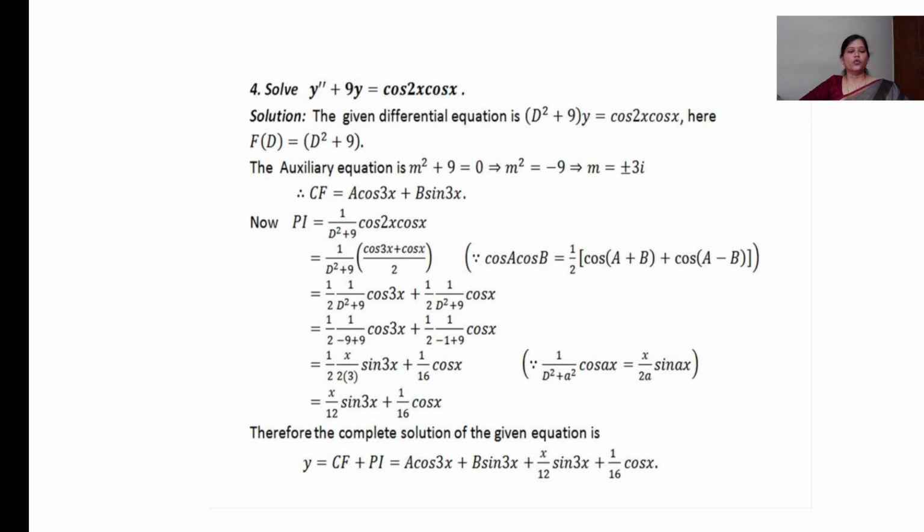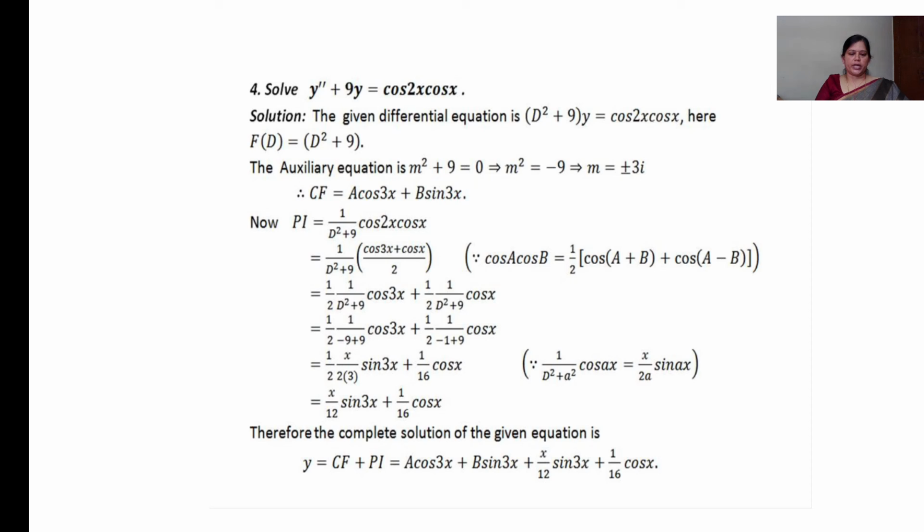First, as usual, we will go for the complementary function. So our f(D) is D² + 9. Then the auxiliary equation is m² + 9 = 0, so m² = −9, and m = ±3i. Now our roots are complex with alpha equal to 0 and beta equal to 3. That's why the complementary function is CF = a cos 3x + b sin 3x.